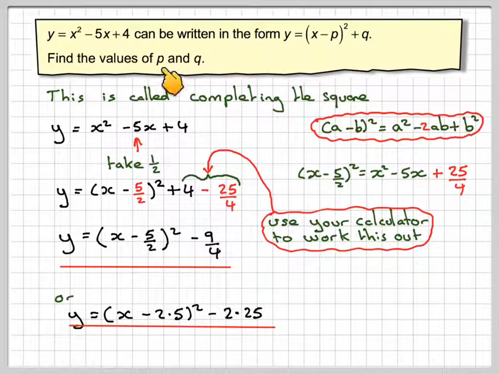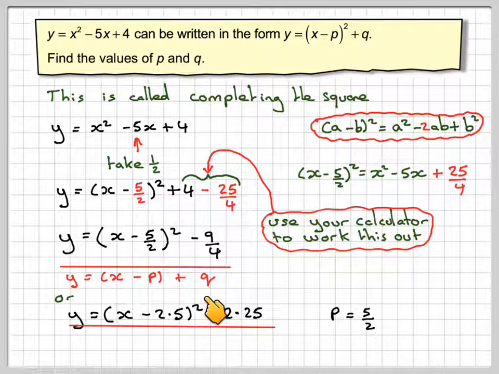Now it does actually say write down the values of p and q. So if we compare this with the original format, (x minus p) squared plus q, then the value of p is going to be 5 over 2, and the value of q is going to be minus 9 over 4.